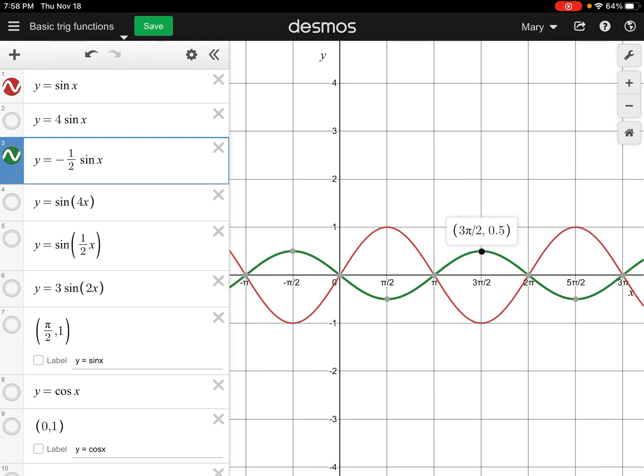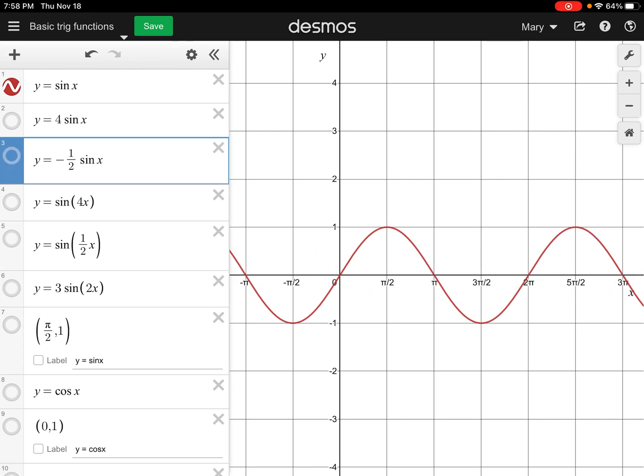Now, you'll notice there's also a negative in front. This repeated itself within 2 pi, but it was also upside down. So you see it got reflected over the x-axis, right? All right, so let me turn that one off. So back to our regular sine function.